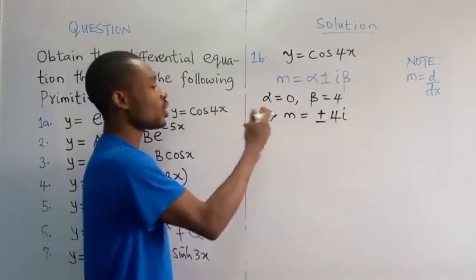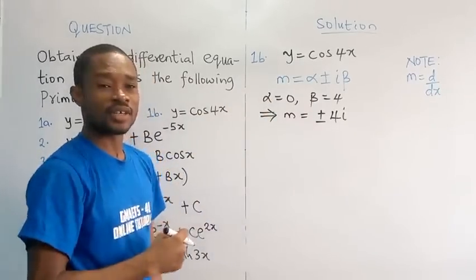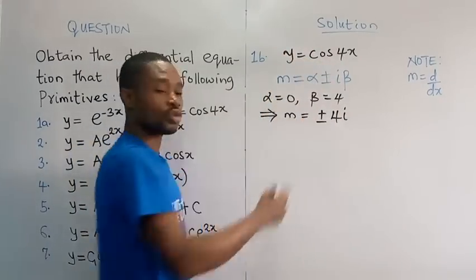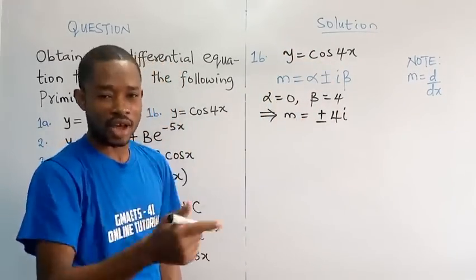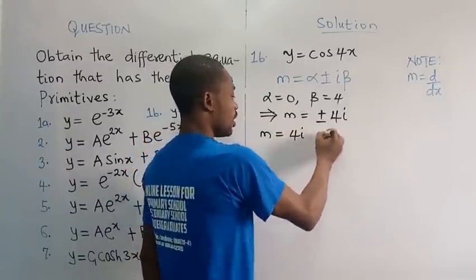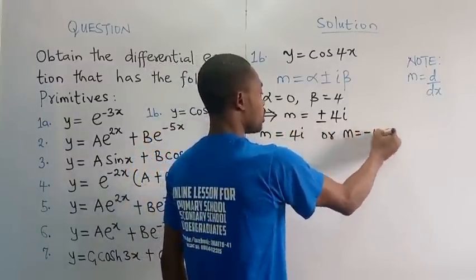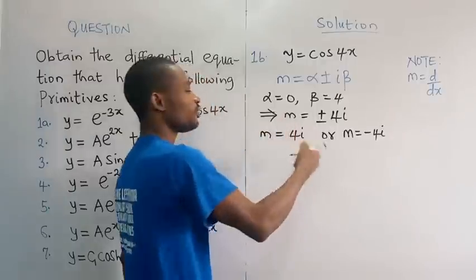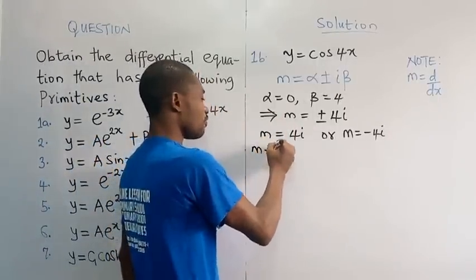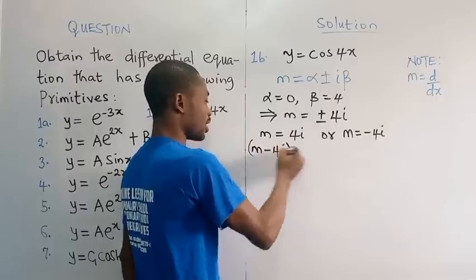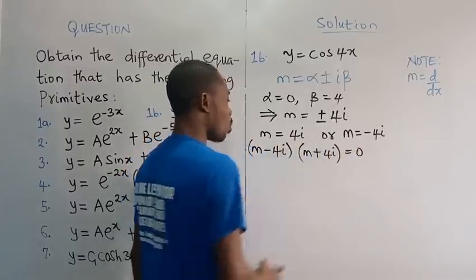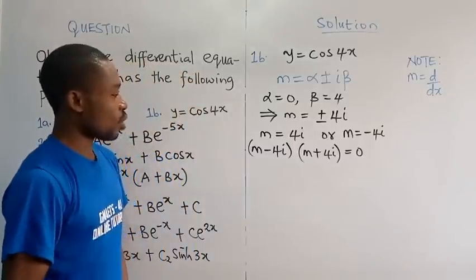And so with this, we are now going to split this root of the equation, as seen in this primitive, into 2. Because we have a positive sign and we have a negative sign. This is m equal to 4i, or you have m equal to minus 4i. Move this 4i and minus 4i to meet m. So this is going to give us m minus 4i in bracket, then multiply by m plus 4i in bracket equates to what? 0. You equate this to 0.